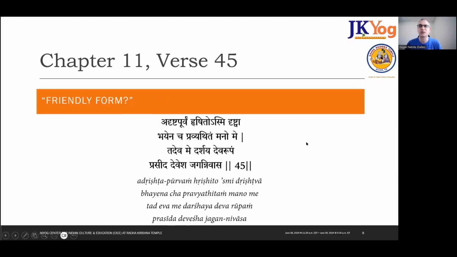Finally, chapter 11, verse 45, the catchphrase here is friendly form. Arjun has seen Sri Krishna's universal form. He recognizes and appreciates it. It gives him a lot of great joy. Yet he also says that his mind trembles with fear. So he wishes to see just that normal form of Sri Krishna, not even the four-armed form, but the two-armed, truly personal Bhagwan avatar form. So he asks Sri Krishna to please reveal his friendly form once again.